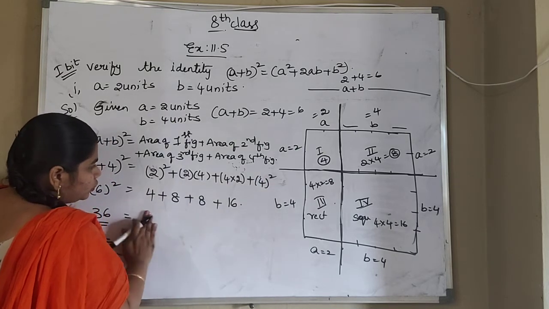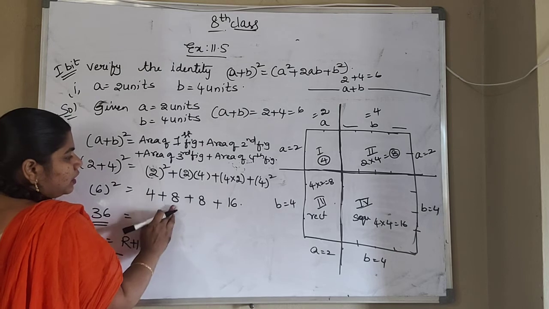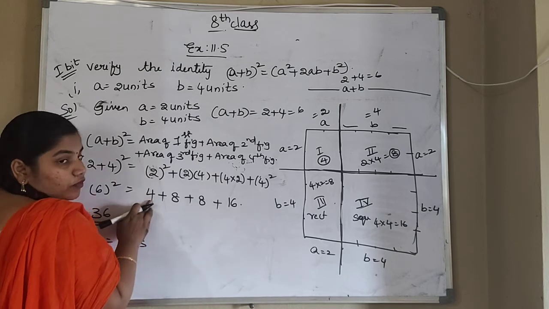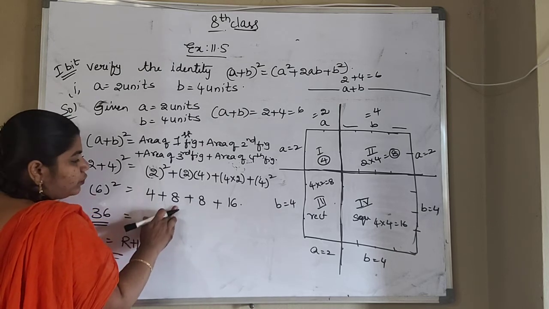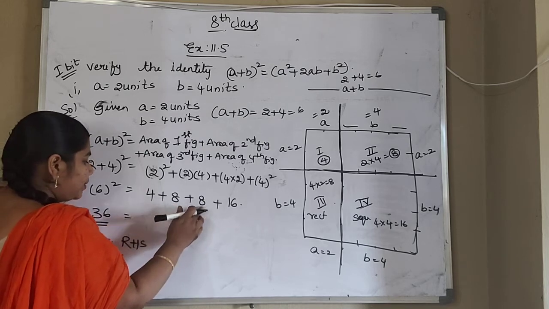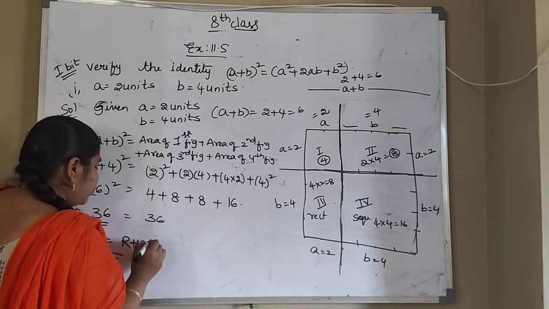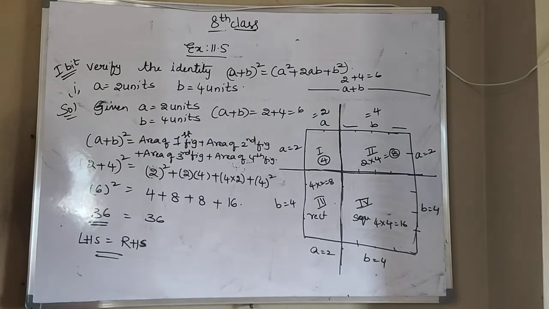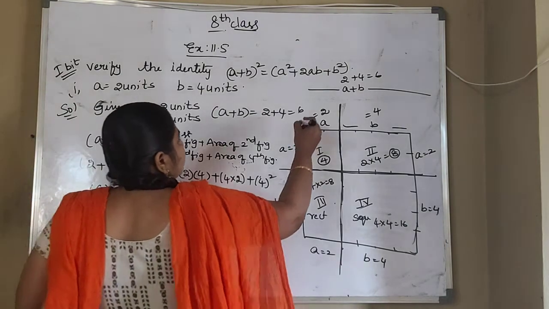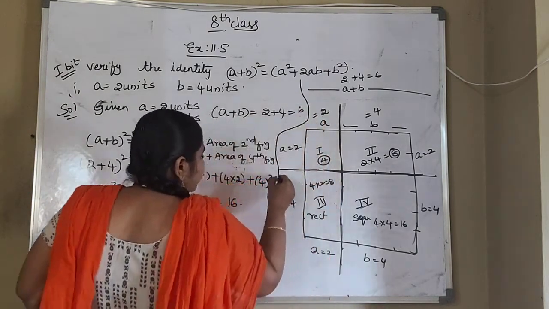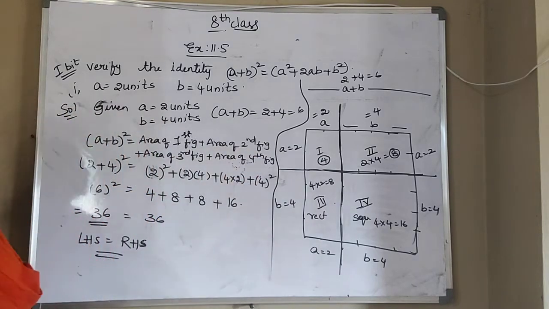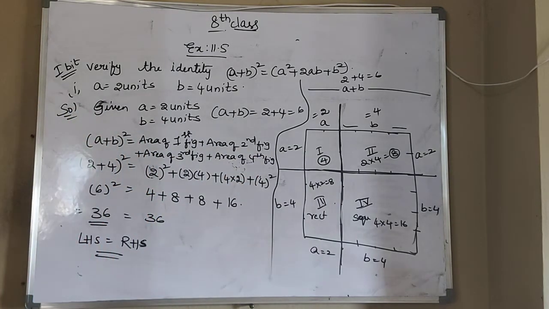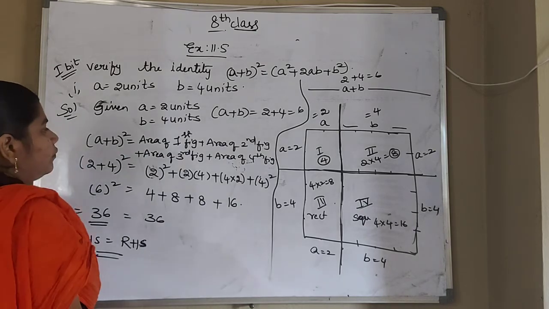So here how much you will get? 16 plus 4 will be 20. 20 plus 8 will be 28. 28 plus 8 will be 36. So you got here LHS is equals to RHS. So this is our first verification part. So this is how you will do the verification.